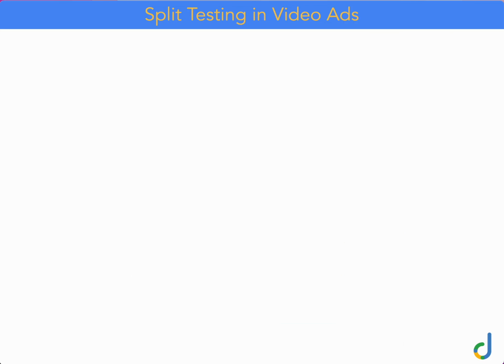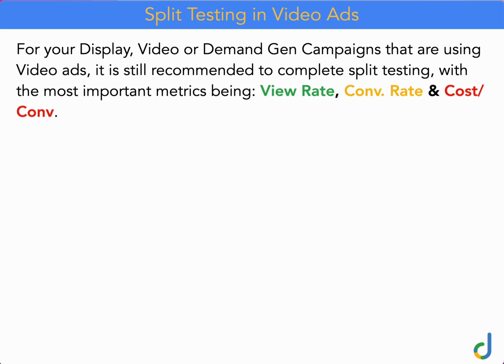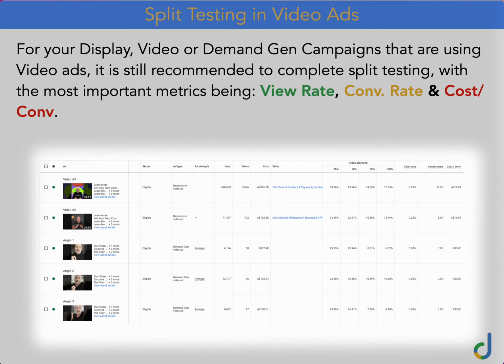When it comes to split testing your video ads, for your display, video, or demand gen campaigns that are using video ads, it is still recommended to complete split testing, with the most important metrics being your view rate, your conversion rate, and your cost per conversion rate. Now, let me explain that. When it comes to your view rate, Google gives you this data, and it's all about what percentage of the ad was played. So was the ad played to 25%, 50%, 75%, or 100%?